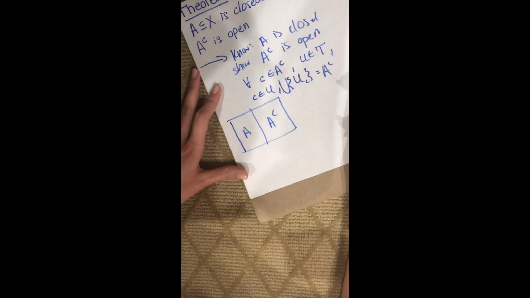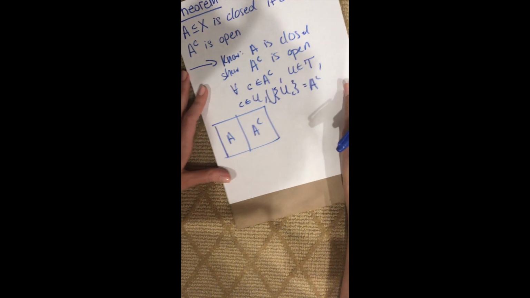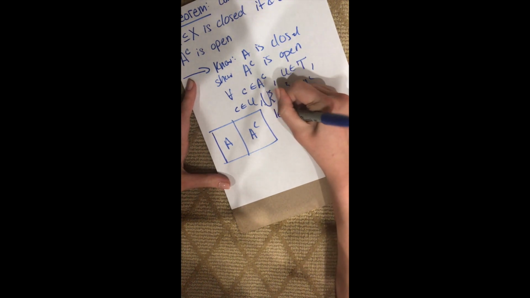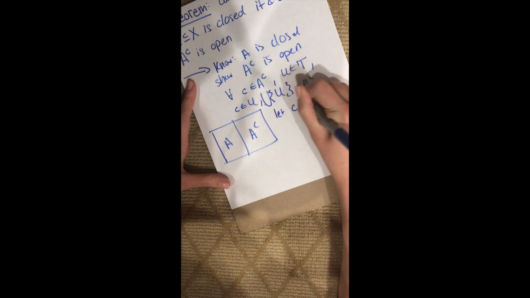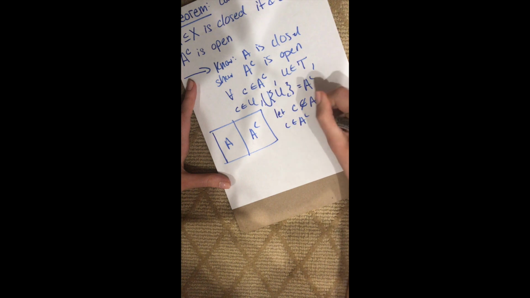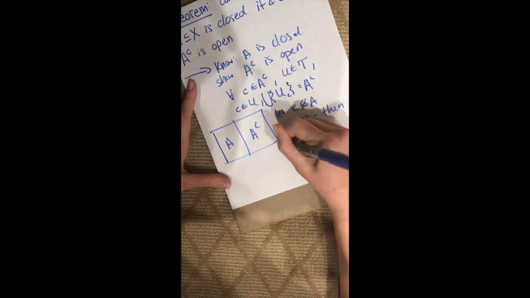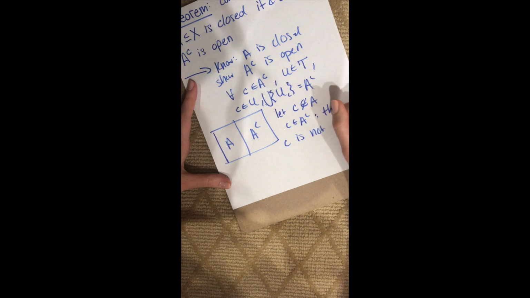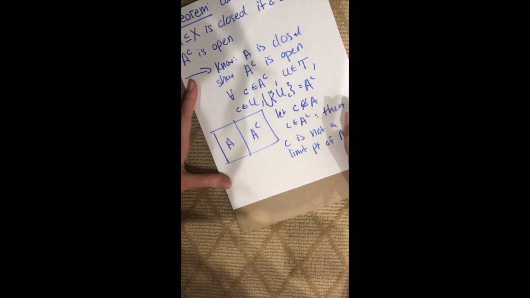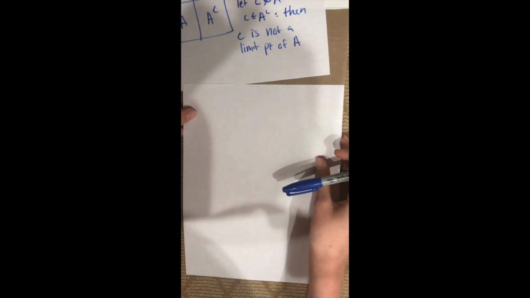If A is closed, then it contains all of its limit points. That is equivalent to saying that all the points outside of A cannot be a limit point. So let C not be in A, or in other words, C is in A complement. Then C is not a limit point of A. So, from the definition of a limit point, just move that up. Oh my goodness, I'm writing sideways.